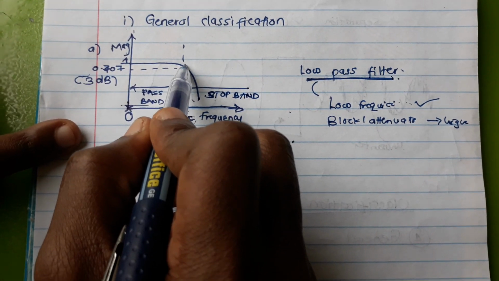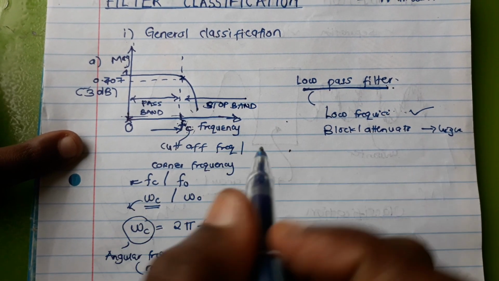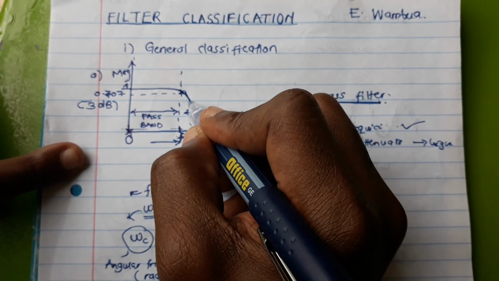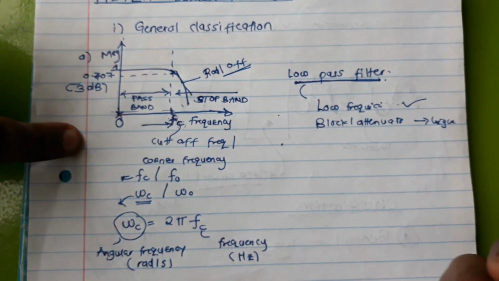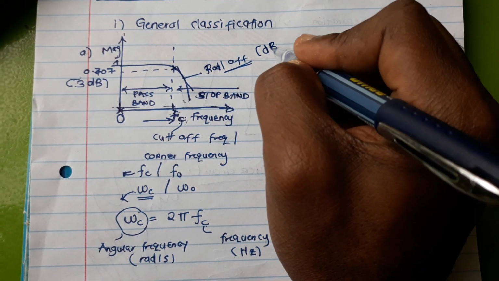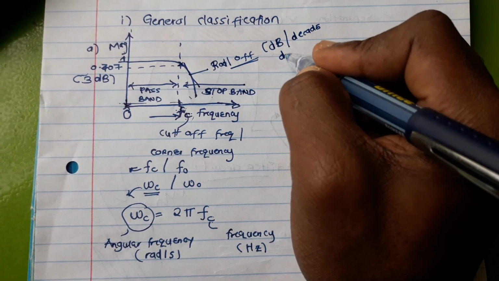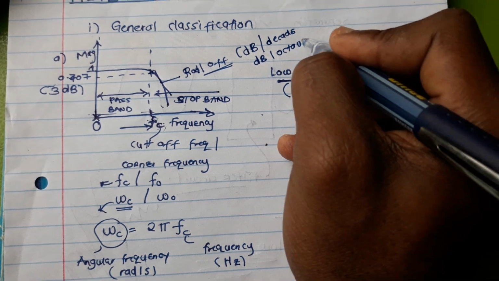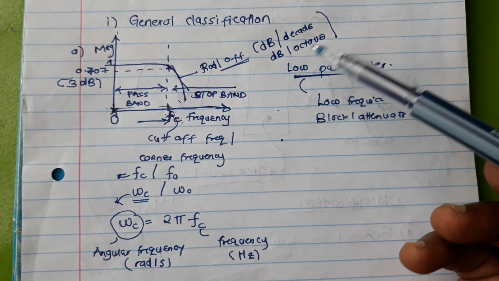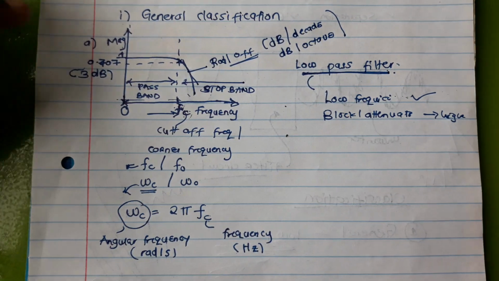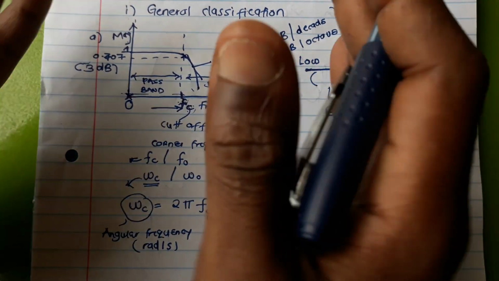From the corner frequency FC going onwards, the slope that we have here is known as the roll-off. Roll-off is usually given in decibels per decade or decibels per octave. We shall see what exactly this means in the next videos, because the topic of discussing low-pass response should take so much of our time so that you can understand.